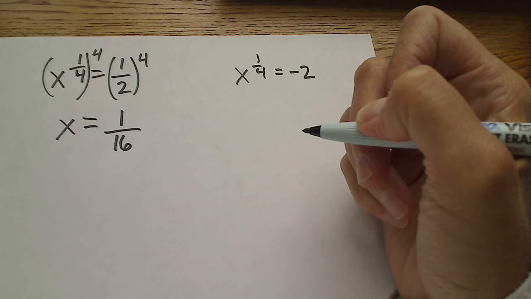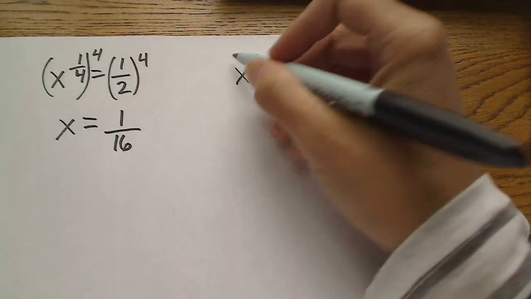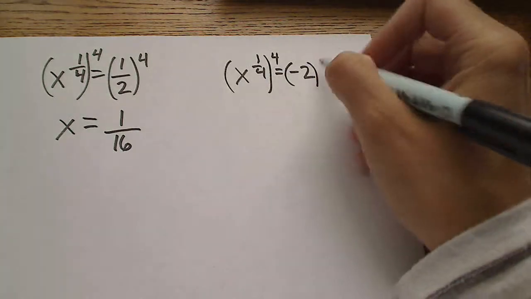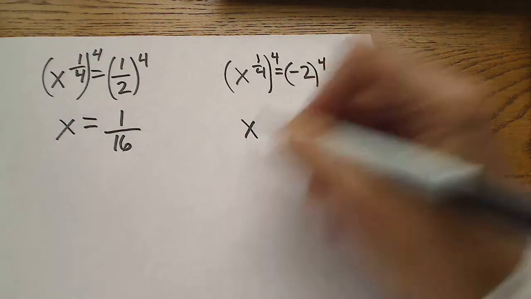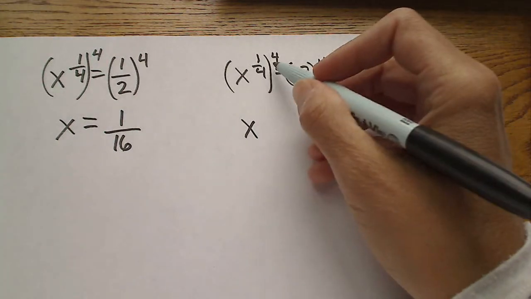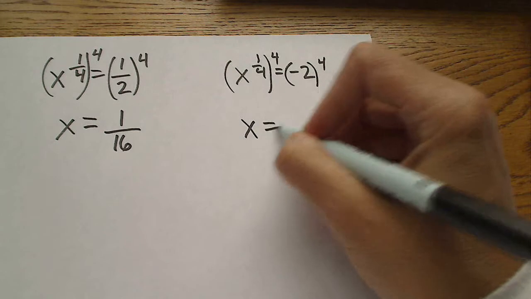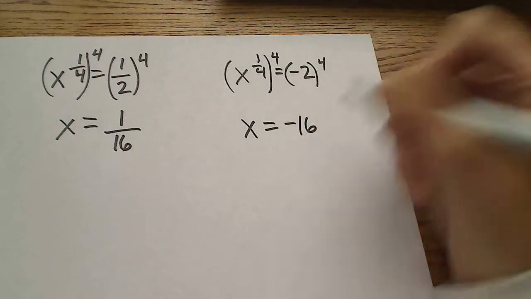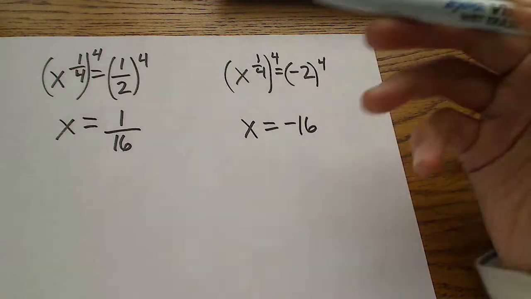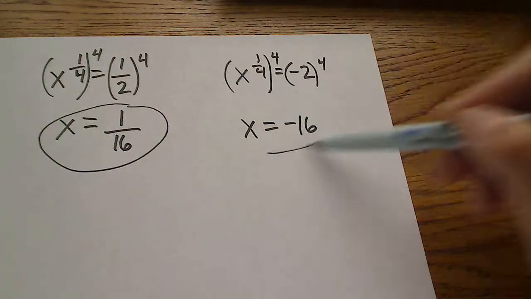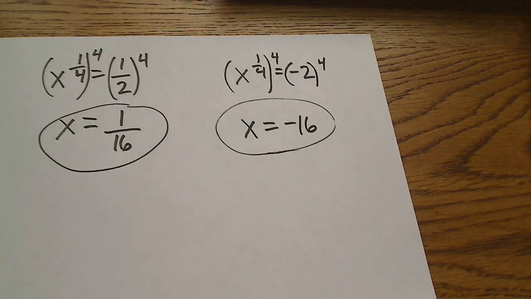Okay. All right, over here doing the same thing, taking both sides to the 4th power. Then we just have a singular x, 1/4 times 4 gives us 1. And then -2 to the 4th there would be -16. So our two solutions here are 1/16 and -16.